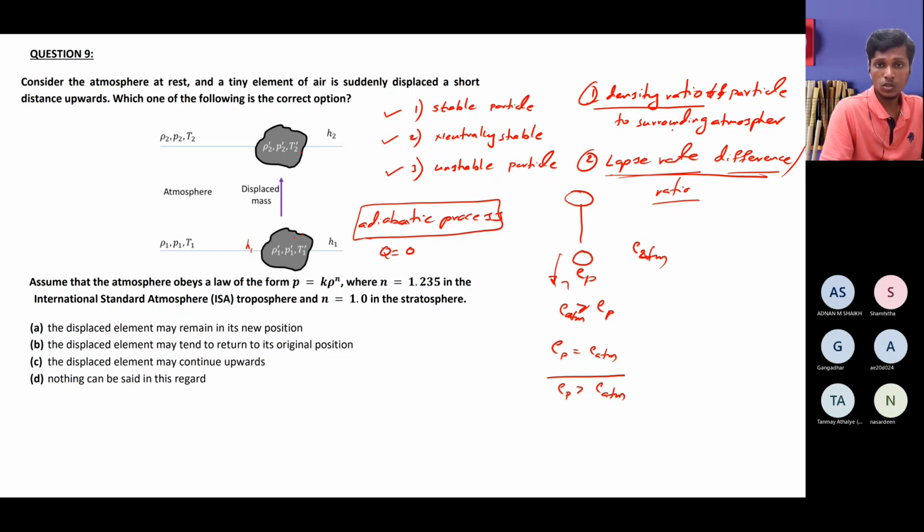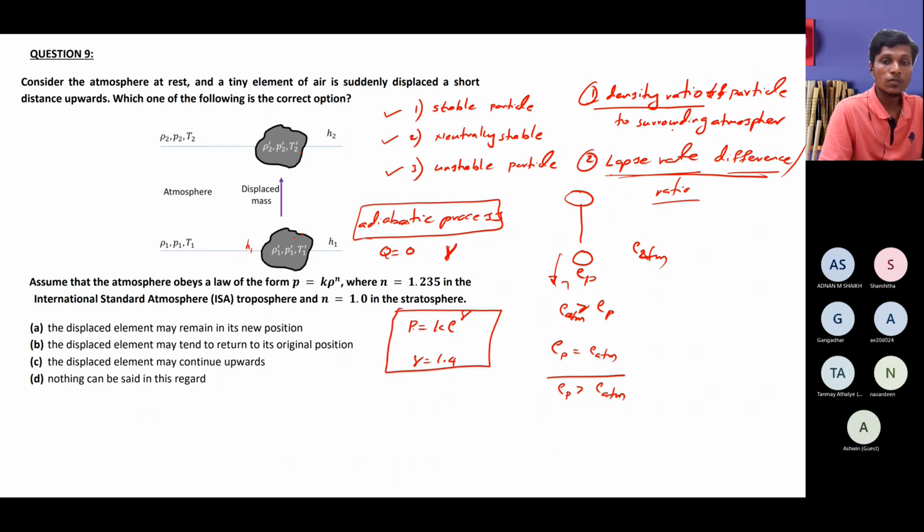If the heat transfer Q is 0, then it follows a particular adiabatic profile, some particular relation with gamma, that is P equals K rho to the power gamma, where gamma equals 1.4. If the process is adiabatic, the pressure and density can be related with this equation, with this kind of index. This index can also be related to the lapse rate.